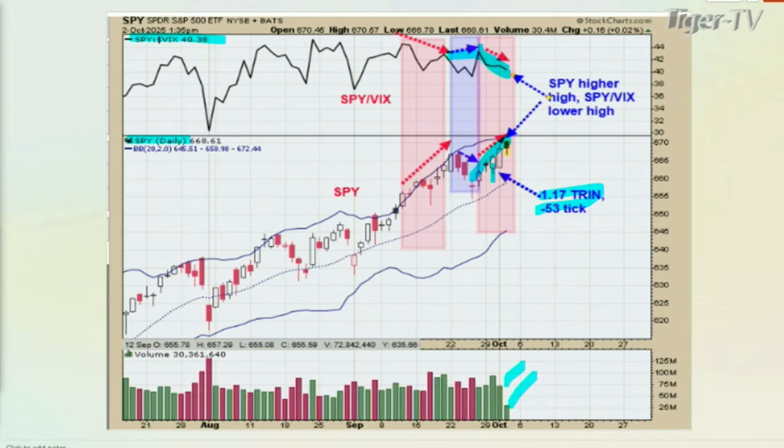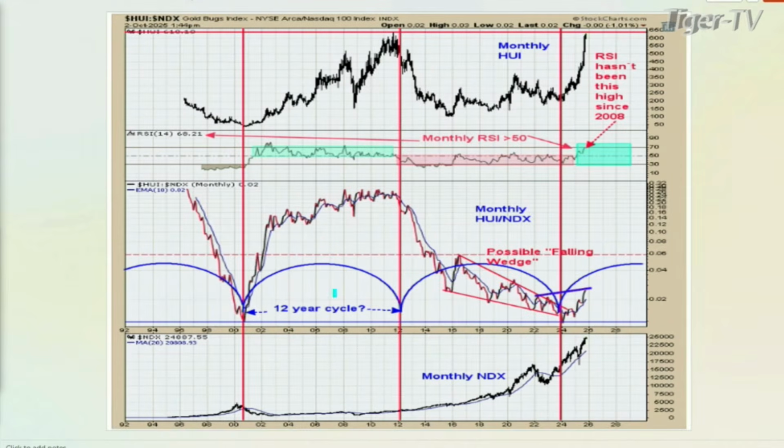So let's take a look at the gold market. I brought this up before. This is the monthly HUI-NDX ratio, so you're measuring the gold market to the equity market. This is what happened going back to 92, but this chart looks like it starts around 96. And there's potential for a 12-year cycle here. You only got two times before, but it worked out pretty well.